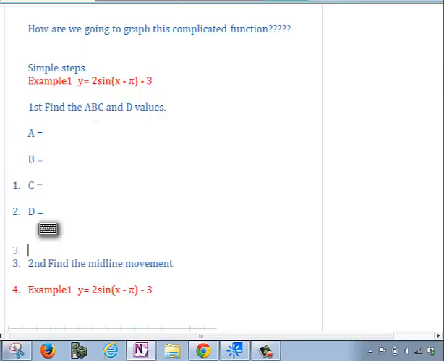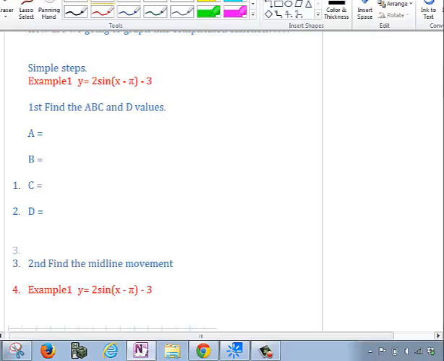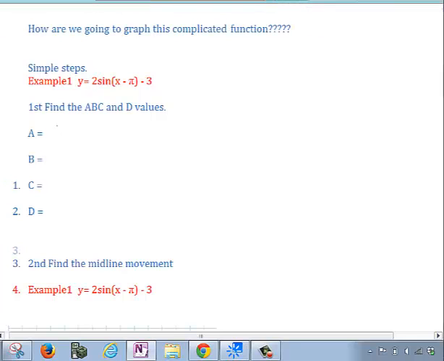The first part is to write down the A, B, C, and D values. So the A value would be the 2. The B value is the coefficient of x, so that would be a 1. The C value is -pi. That is the phase angle. And the D value is -3. So once we get the A, B, C, and D values, this is really a review from the last day in class.